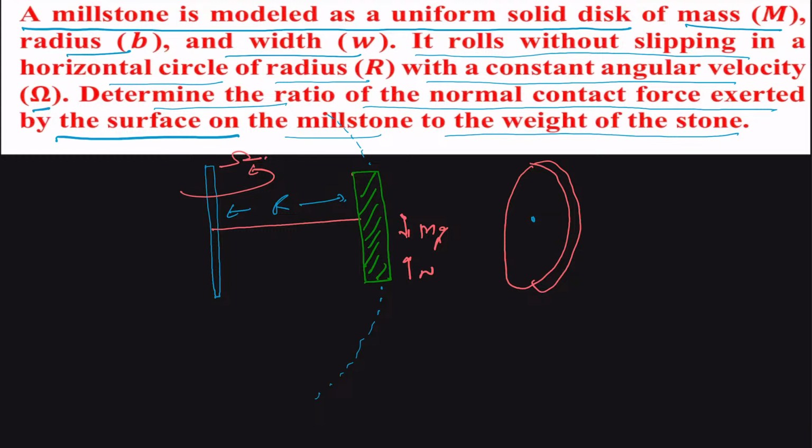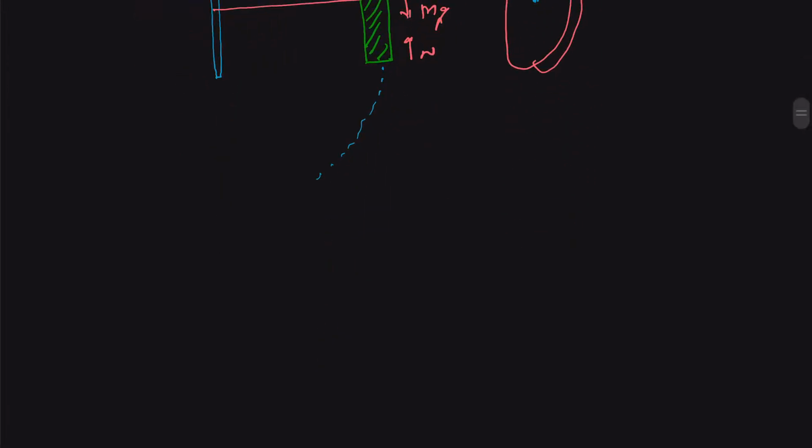And this radius of this, because this is basically a wheel, so if we look from the side it will be looking something like this. So if this is the center, its radius is given as b. And we are given that this wheel, rather we can say solid disk, is rotating without slipping. So we can say pure rolling, no slipping.